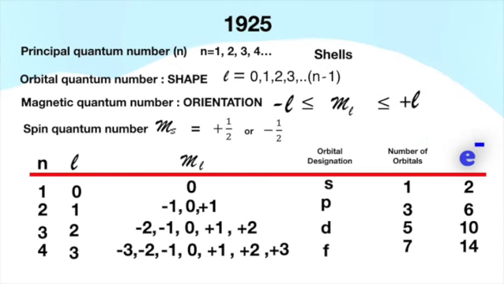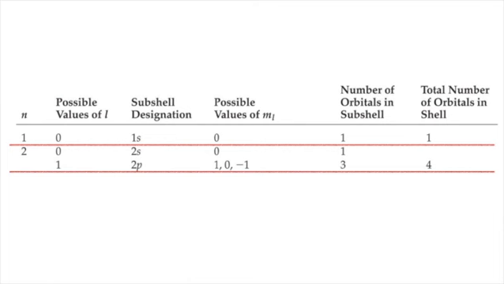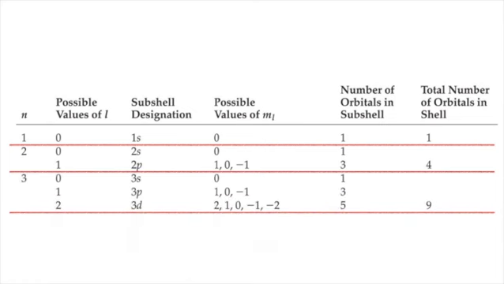2 electrons. The shell and subshell atom structure is further simplified by placing the principal quantum number, n, in front of the subshell designation. When n is 2, then the subshells will have 2s, with 1 orbital in the subshell, or 2p with 3 orbitals in the subshell, with a total of 4 orbitals in the shell.